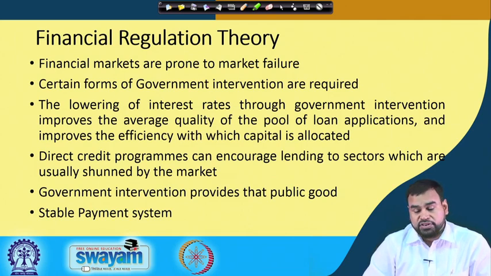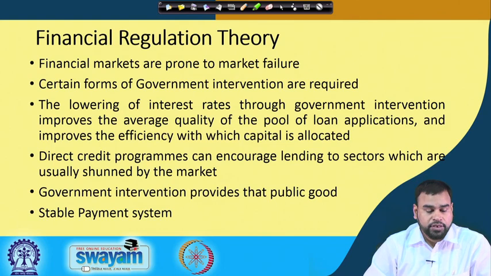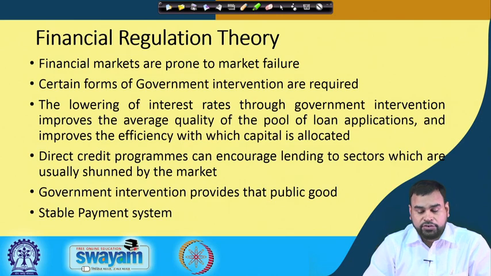And the lowering of interest rates through government intervention improves the average quality of the pool of loan applications and improves the efficiency with which capital is allotted. Direct credit programs can encourage lending to sectors which are usually shunned by the market. You see, sometimes if the government does not intervene, then private sector lending will not be there. The agricultural sector and small scale industries may not get loans from commercial banks and others, and finally the wholesome development of the system may not be possible.